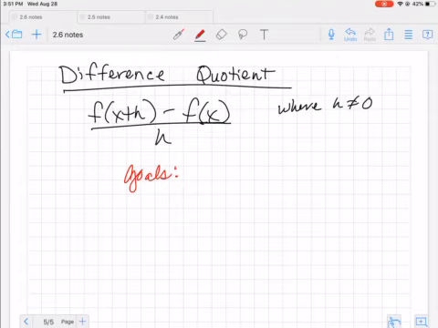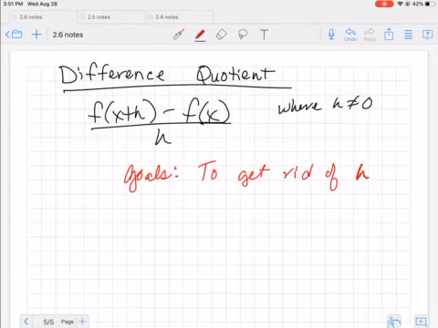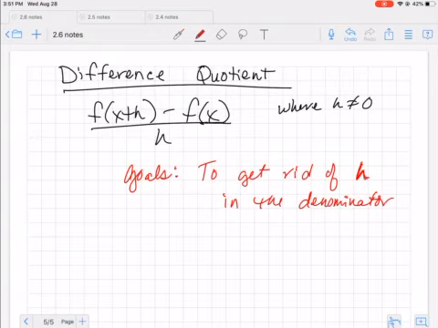Our goal here is to get rid of the h variable, that h variable in the denominator. So we're just going to work on our algebra. We're going to have some functions, and we're just going to get rid of that h in the denominator. We're going to simplify these down in order to be able to pull that off. That's our goal. All right?